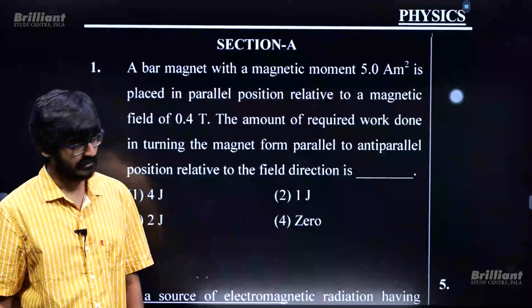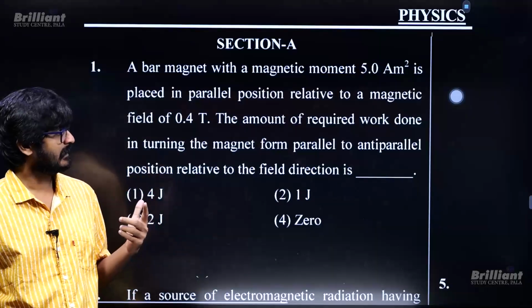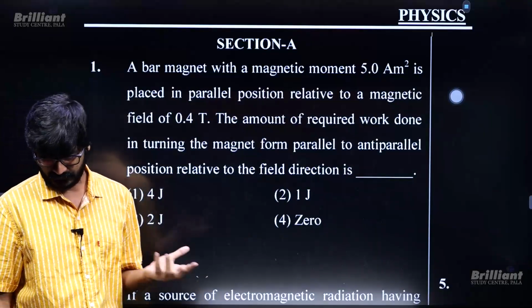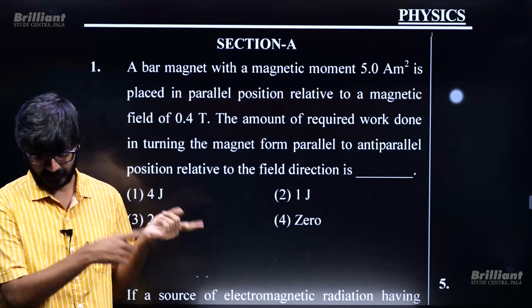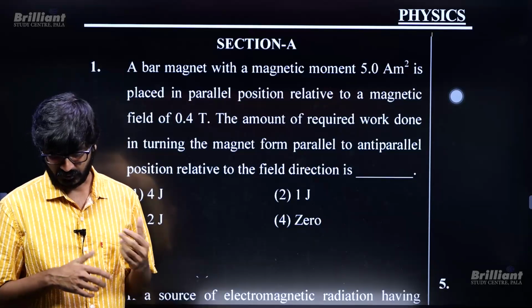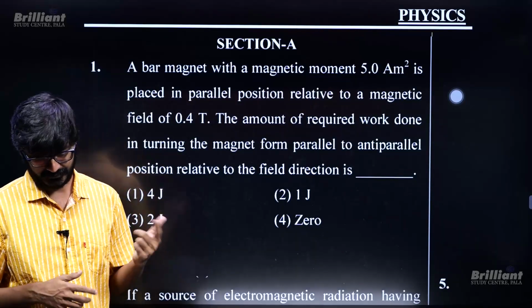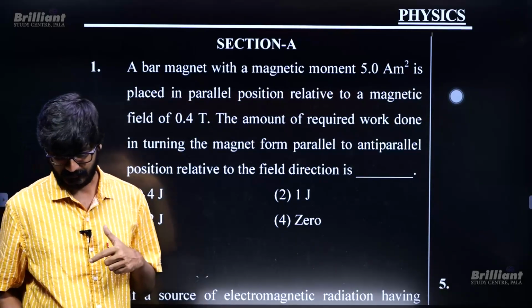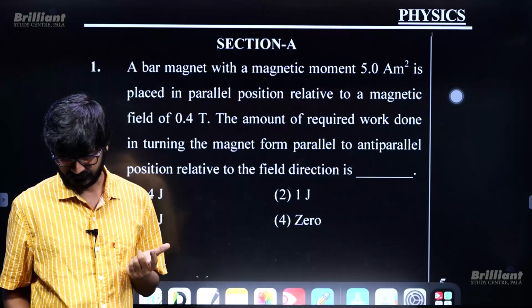The first question says, a bar magnet with a magnetic moment 5 SI units is placed in parallel position relative to the magnetic field of 0.4 Tesla. The amount of required work in turning the magnet from parallel to anti-parallel is how much?